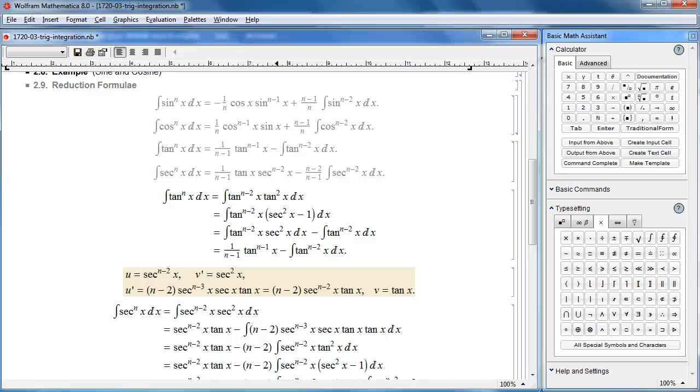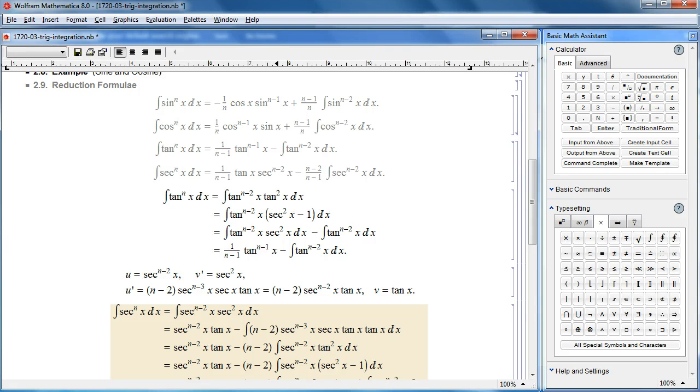So if I put everything into the integration by parts formula, we're going to get the second line here: u times v, so secant to the n minus second power times tangent will be right here. Okay, that's all set. And then minus the integral of u prime times v, and v is tangent of x. If we do a little bit of simplification, this tangent and that tangent will become tangent squared, and then secant to the n minus second power, and we're going to end up with the second line here.